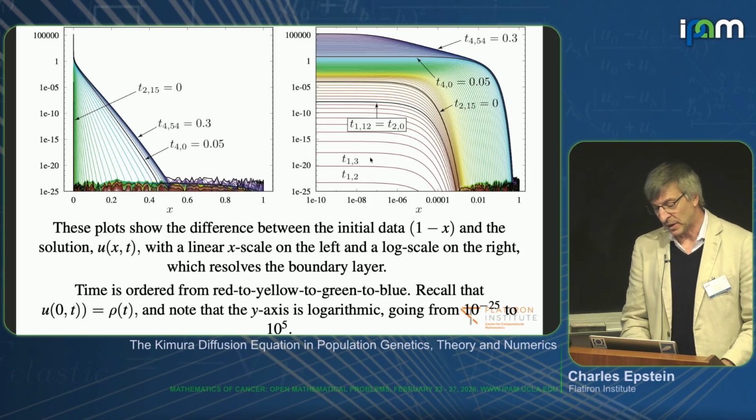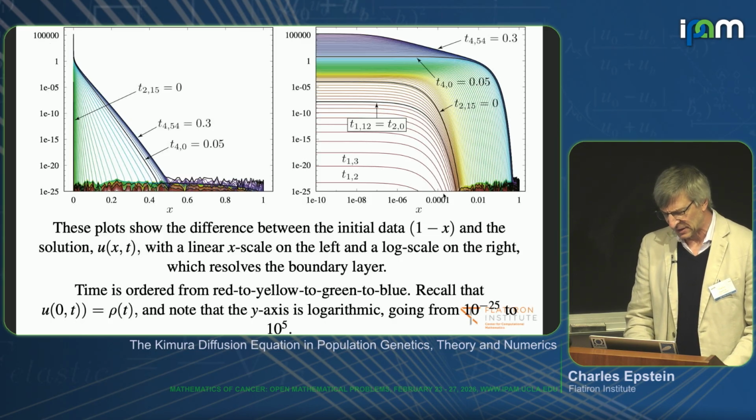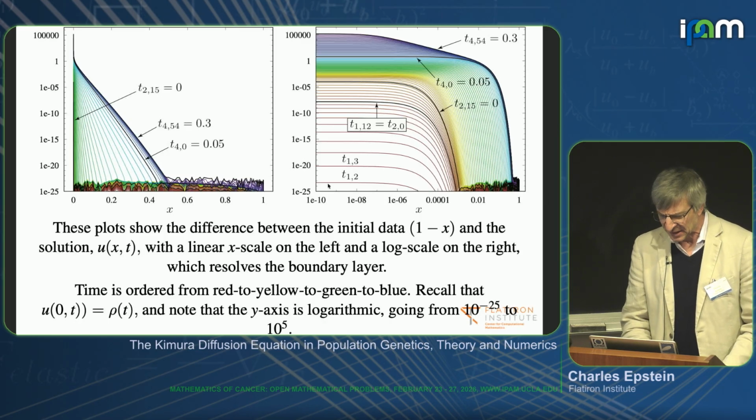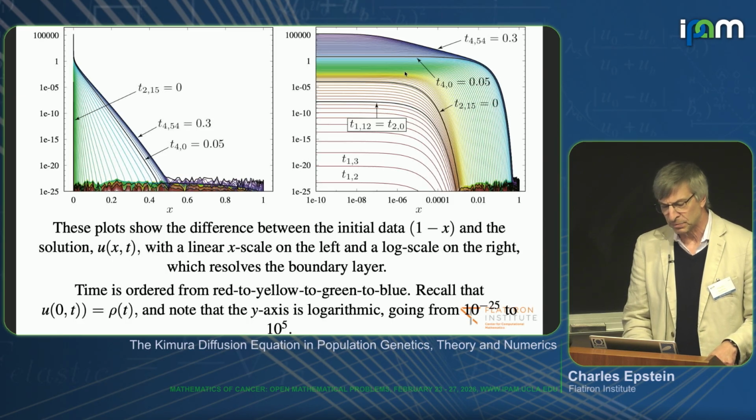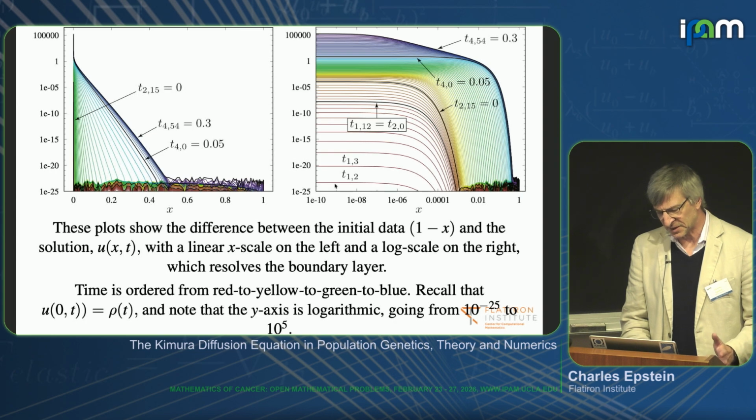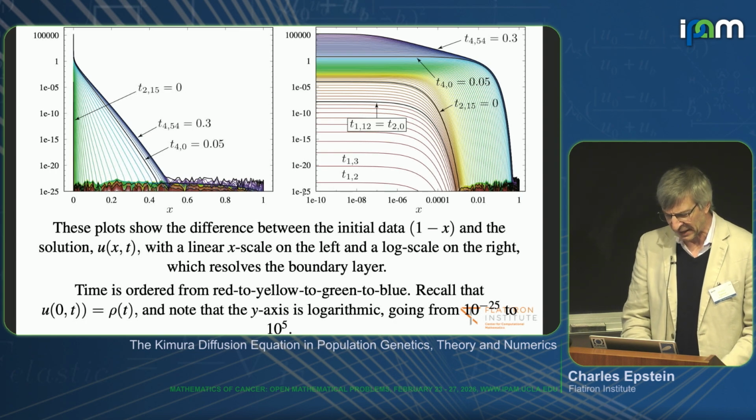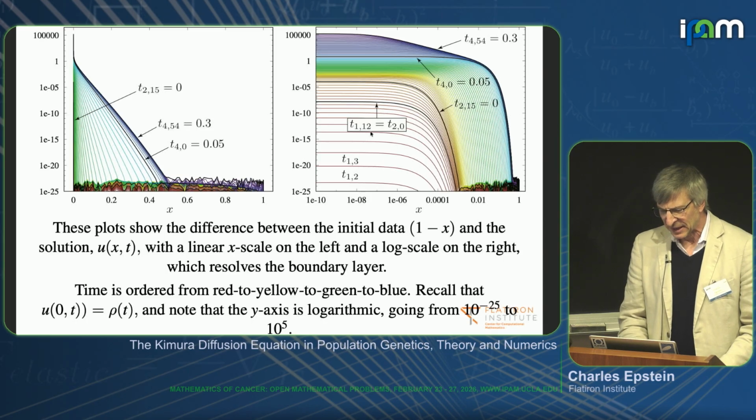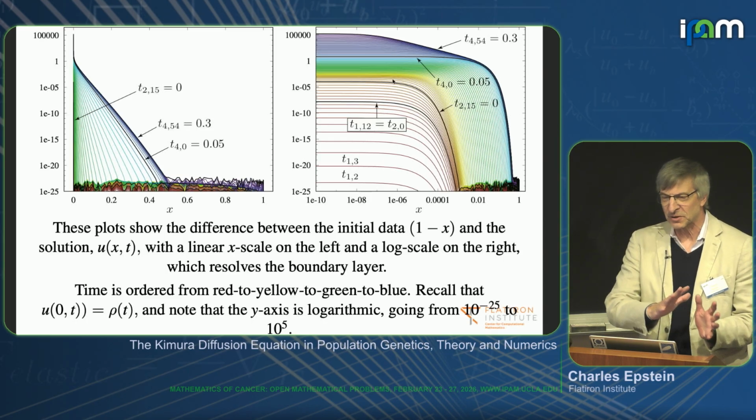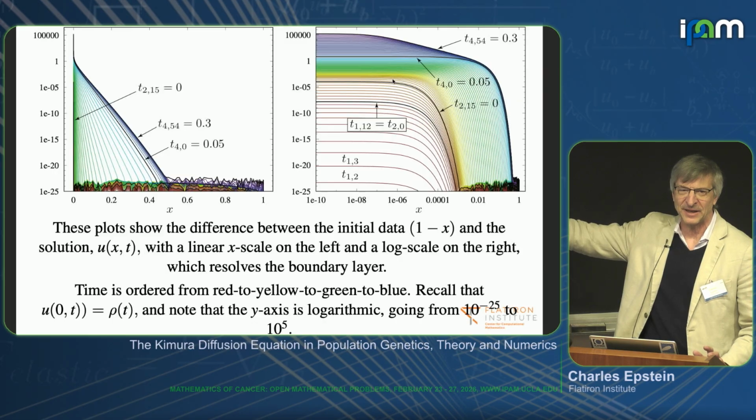And on the right-hand side, he used a logarithmic axis on the x-axis as well. The solution is colored red to yellow to blue to green. That's the time. And what you see is that he's looking at the difference between the solution and the initial data. Here it starts at practically 0. The error is 10 to the minus 25 at time 0, more or less. And you get this sort of wave that moves up and to the right.